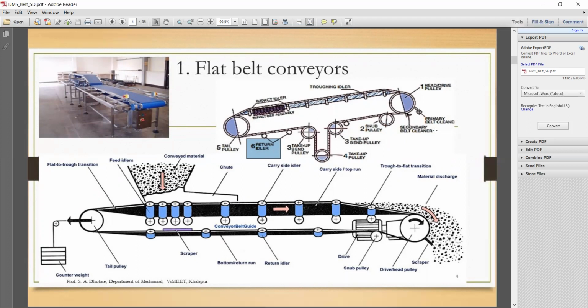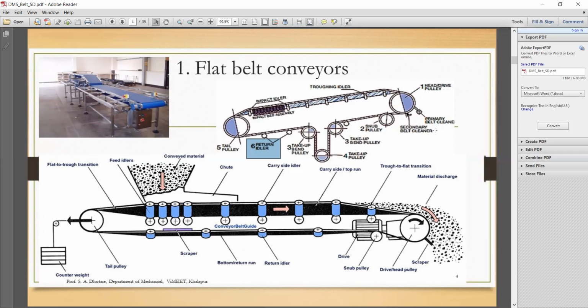Normally, we use a belt conveyor to transmit material. It may be troughing type, it may be flat type. In the diagram, we have shown a flat type belt conveyor system. We will discuss the flat belt type after discussing a few things about the belt conveyor.